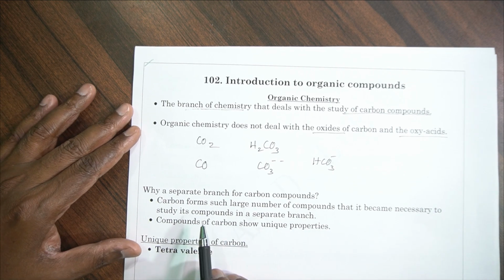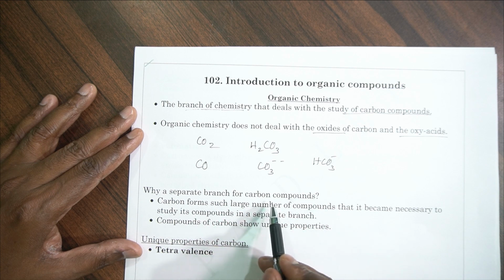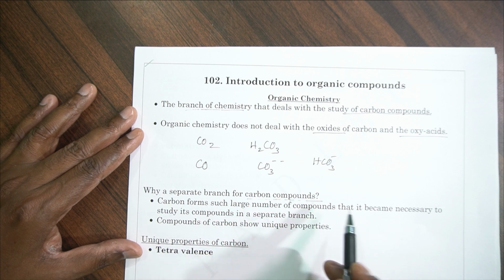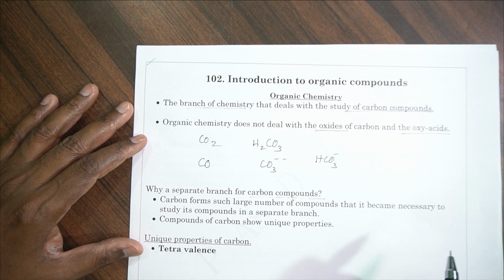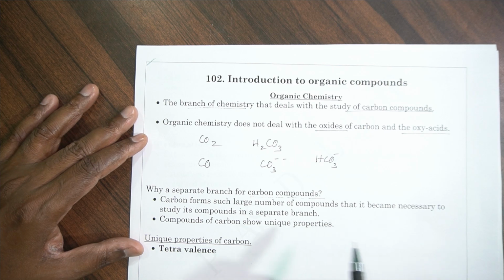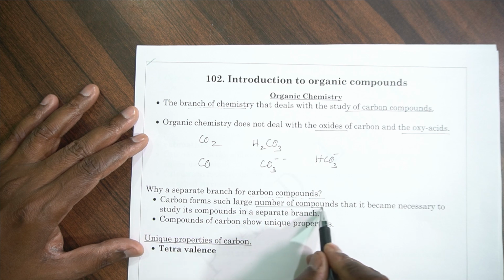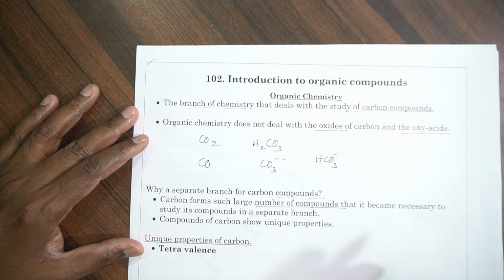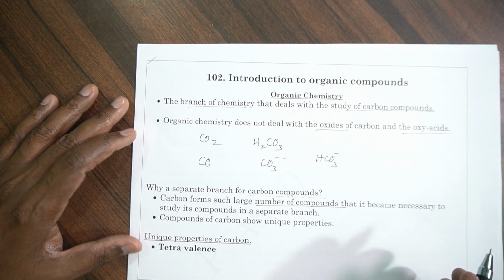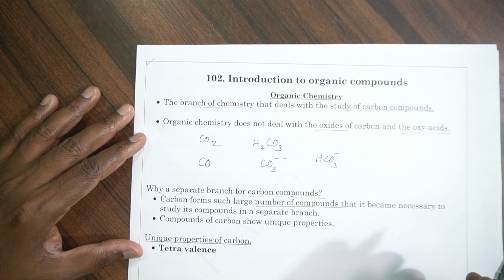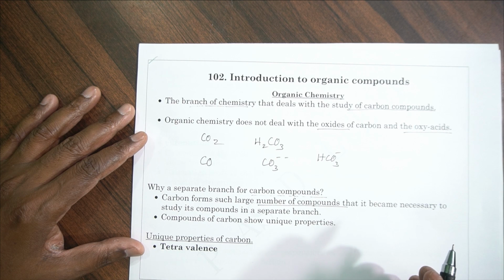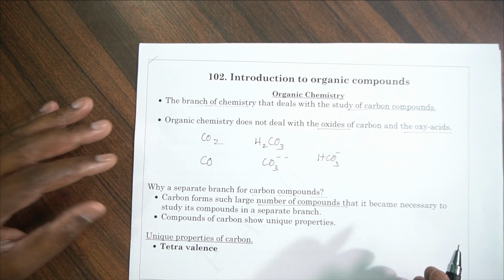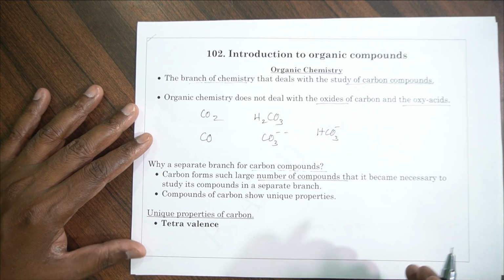Now the question is, why do we need a separate branch for the compounds of carbon? Why should we study them in a separate branch? There are two important reasons. Number one is large number of compounds. Carbon forms such a large number of compounds that it became necessary to study it under a different branch.